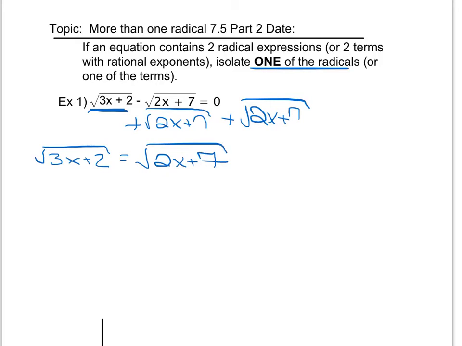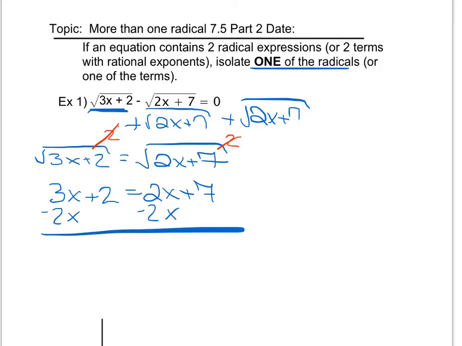From here, I'm going to follow all my same steps from when I had one radical. In order to get rid of the radical on the side that I isolated, I'm going to go ahead and square it, which means I also have to square the other side. My square root and my square will cancel on both sides, leaving me with 3x plus 2 equals 2x plus 7. Now this is a linear equation, so I'll collect my x terms on one side. I'll subtract 2, and I get x equals 5.